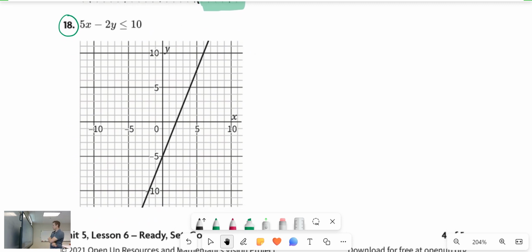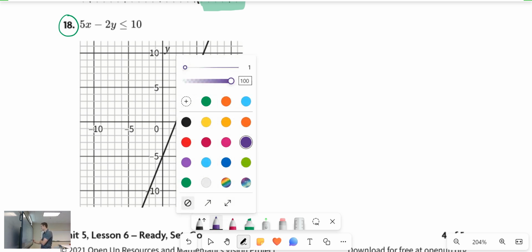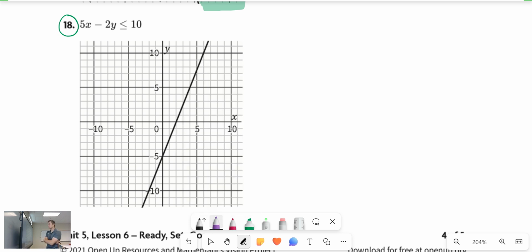Now we've got another one. We're going to end up doing this one in purple since we just did the previous one in green. I figure we should switch to purple for this one. And we're going to try a lighter purple. Why not? Let's mix things up. 5x minus 2y is less than or equal to 10.